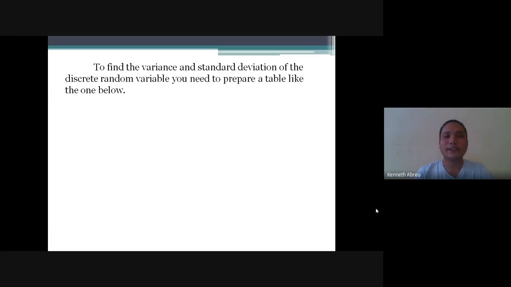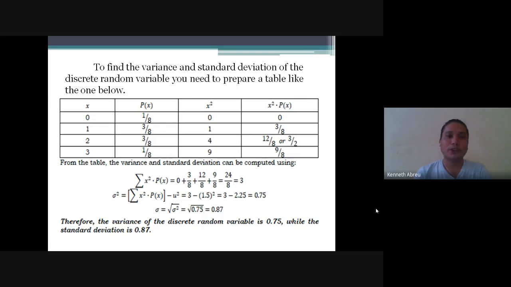Find the variance and standard deviation of discrete random variable, you need to prepare a task table like the one below. Yung katulad ng ginawa natin. Yung first column would be X, and probability of X would be the second column. Since meron na tayong mean na nakuha na is equivalent to 1.5, so ang gagawin natin is to get or kuhanin natin yung ating third column, which is the X squared. 0 squared, that would be 0. 1 squared is equal to 1. 2 squared is equal to 4, and 3 squared is equal to 9.